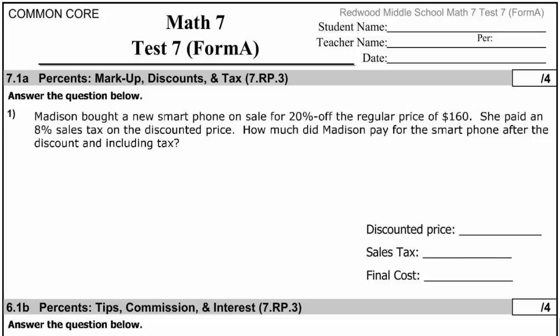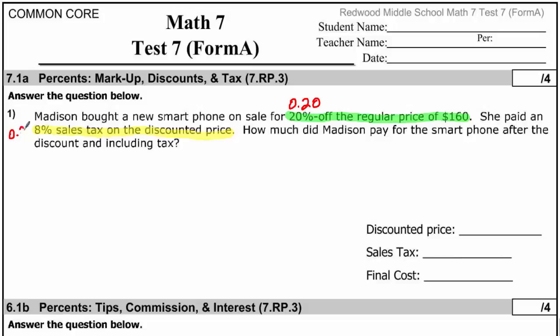So here we go. Madison bought a new smartphone on sale for 20% off the regular price. She paid an 8% sales tax on the discounted price. So a couple things that we want to make sure we understand there. Thing number one is it's 20% off the regular price of the phone. The regular price is $160. Thing number two, the sales tax is on the discounted price of the phone. So the sales tax will not be on the $160 because the discounted price of the phone will be less than that.